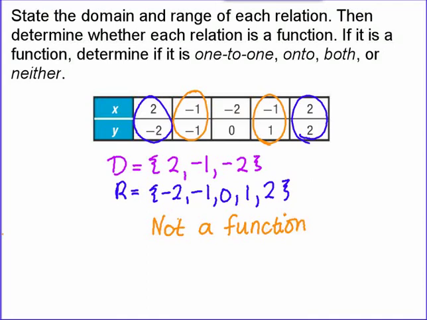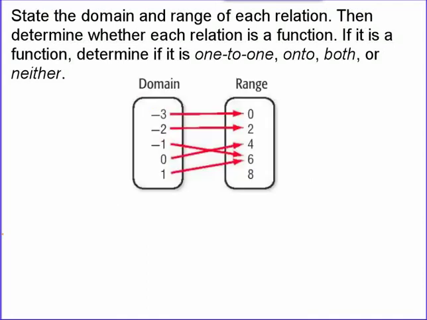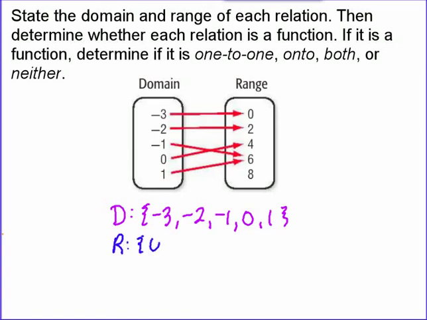Let's look at another one. Here you go, domain and range. So what's my domain going to be? -3, -2, -1, 0. What's the range going to be? 0, 2, 4, 6, 8.